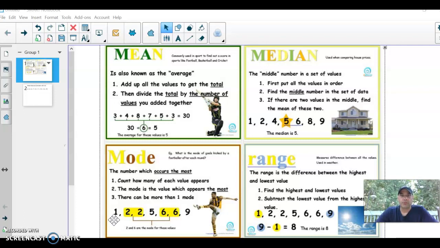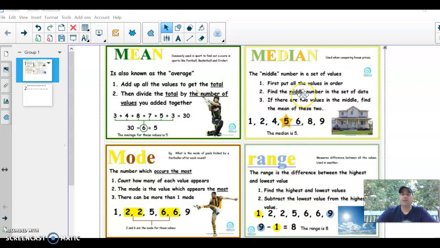As far as the range, the range is the difference between the highest and the lowest value. So basically you're finding the upper extreme, the highest number, and the lowest extreme, the lowest value, and subtracting the two. In this case, 9 is the highest, 1 is the lowest, 9 minus 1 is 8.